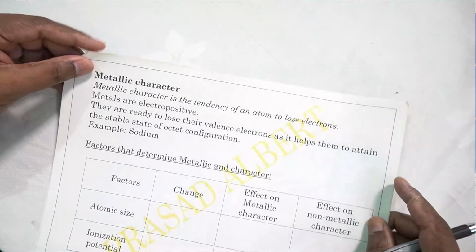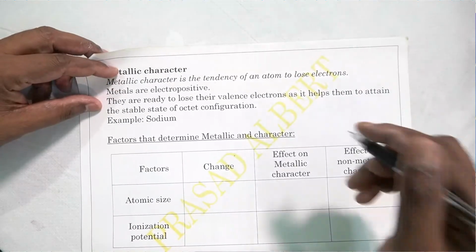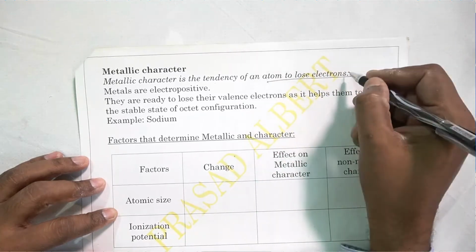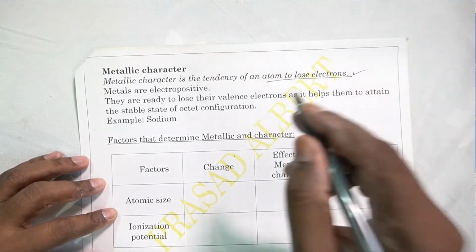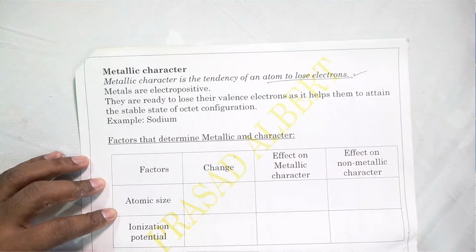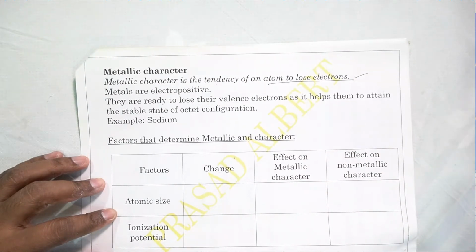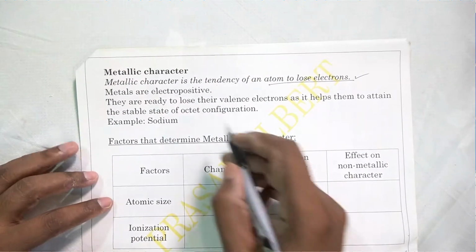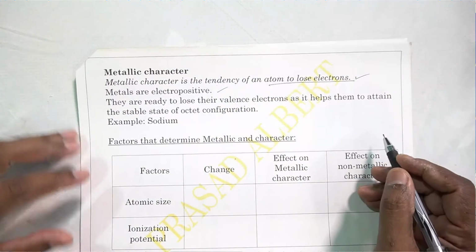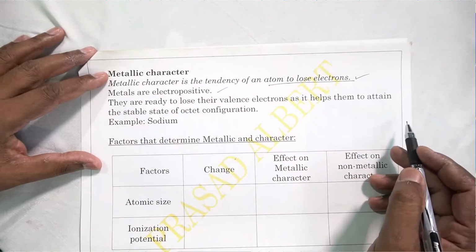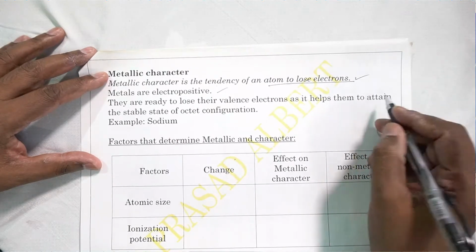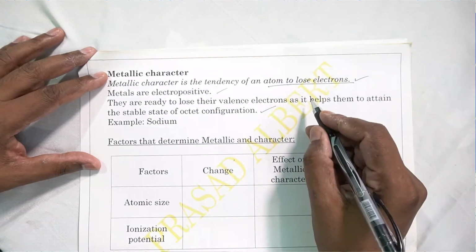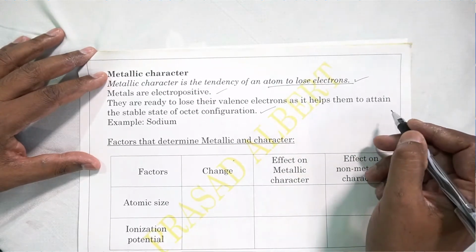Metallic character is the tendency of an atom to lose electrons. That is what is called a metallic character. Now, metals are electropositive. What do we mean by electropositive? Electropositive means the tendency to repel or lose electrons. They are ready to lose their valence electrons as it helps them to attain the stable state of octet configuration. When metals lose their valence electron, they reach their octet configuration.